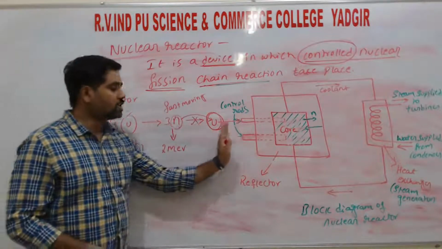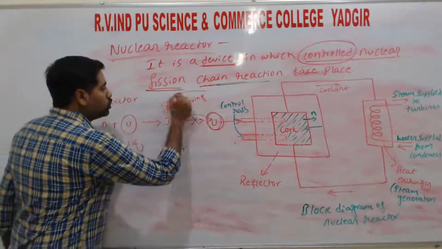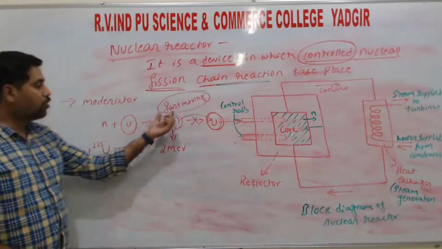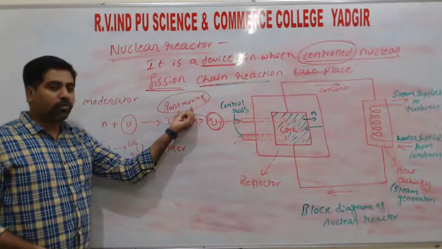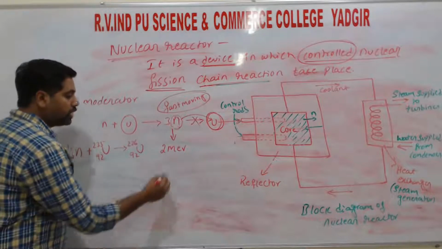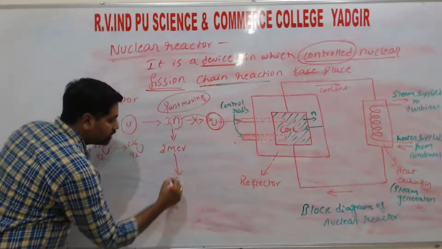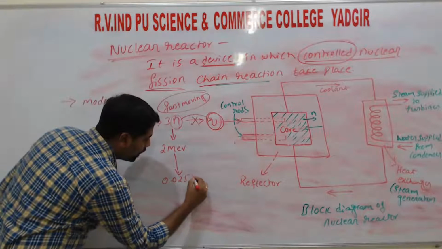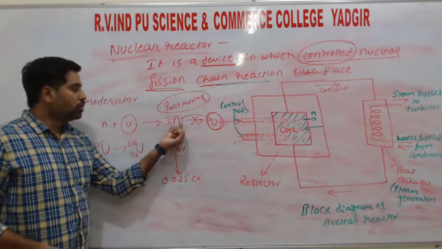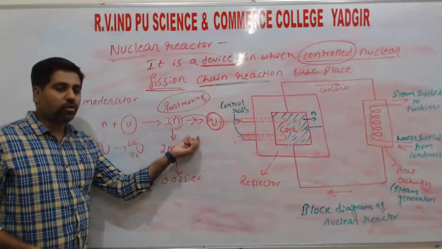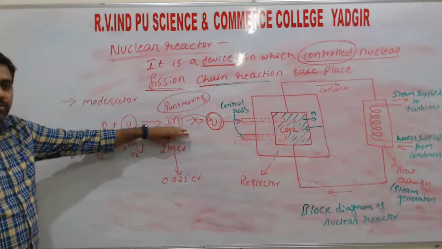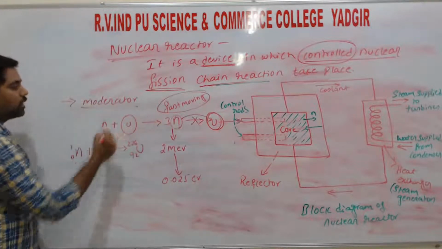So to continue the chain reaction, we need to slow down this fast moving neutron. It has an energy of 2 mega electron volt, and we need to slow this energy down to 0.025 electron volt. That means we need to slow down this fast moving neutron, and the help for that comes from the moderator.